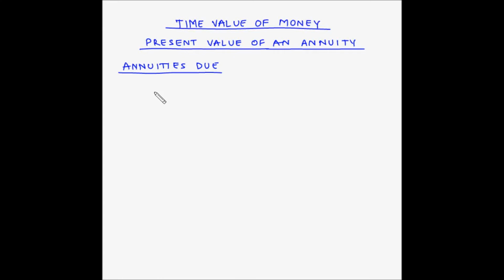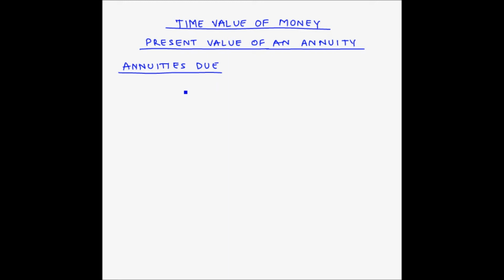So we have already looked at the present value of an ordinary annuity. Now let's look at the present value of annuities due. So let's recall what an annuity due is. An annuity due is a series of fixed receipts or payments starting at the beginning of each period for a specified number of periods. So basically the difference between an annuity due and an ordinary annuity is that in an annuity due the receipt or payment is done at the beginning of each period, whereas in an ordinary annuity it is done at the end of each period.